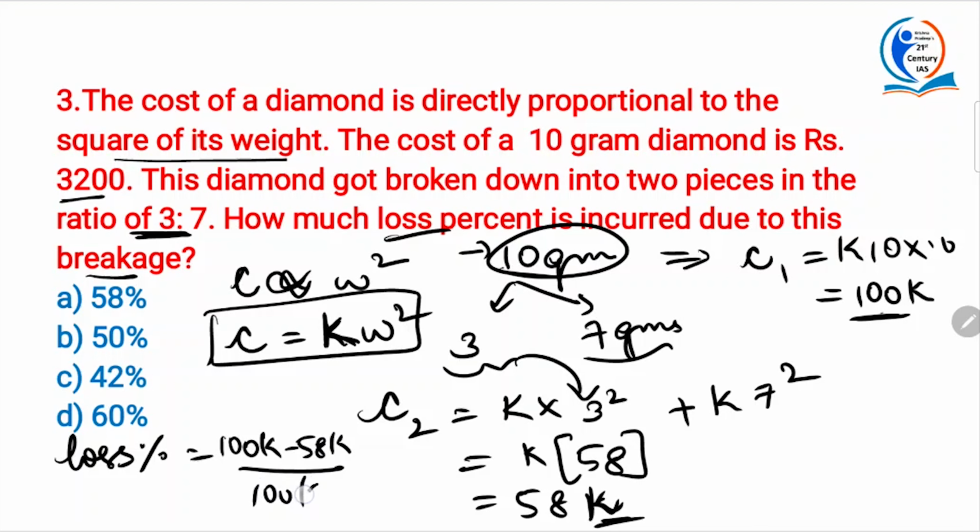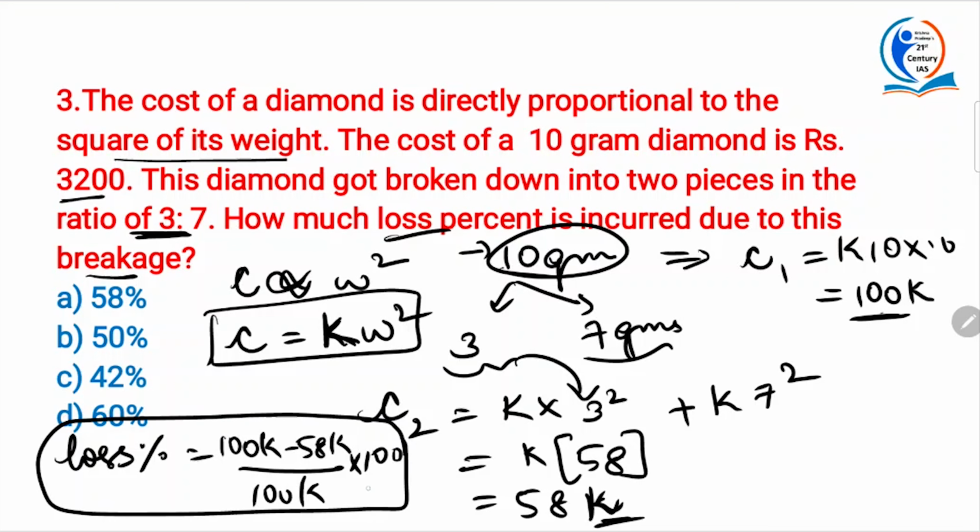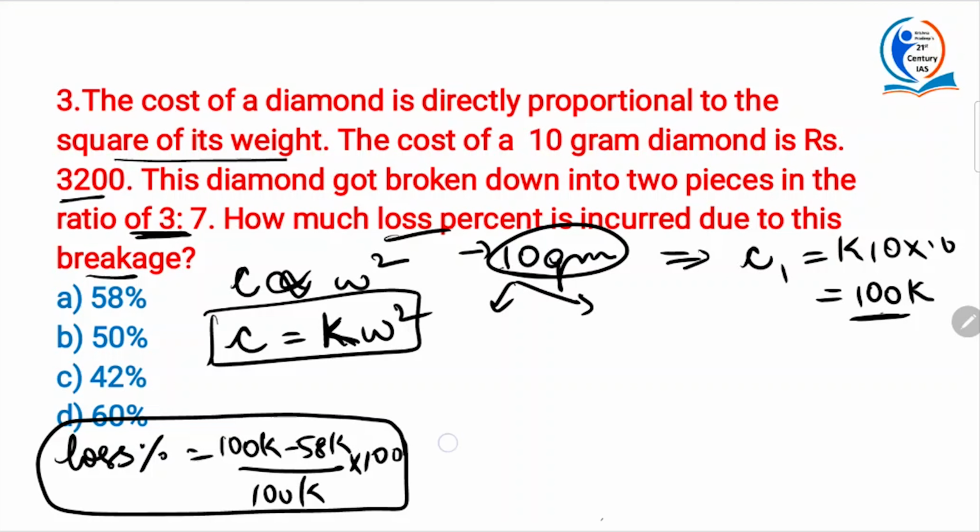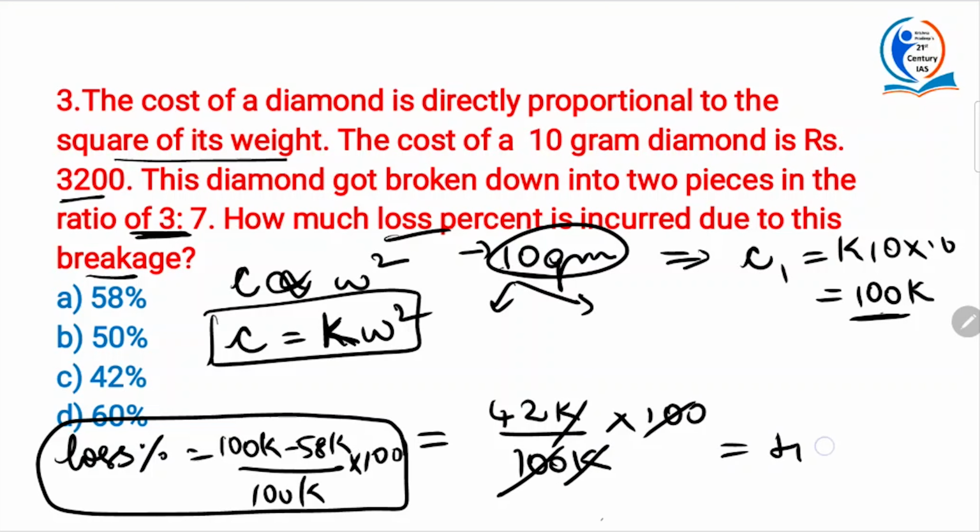by 100K into 100. Why did I write like this? Because the percentage change, it is similar to percentage change, no? So initial value minus the latest value by initial value into 100. Alright, and this is equal to what? K will get cancelled, 100 and 100 will get cancelled, so it is 42. Alright, so C is the answer.